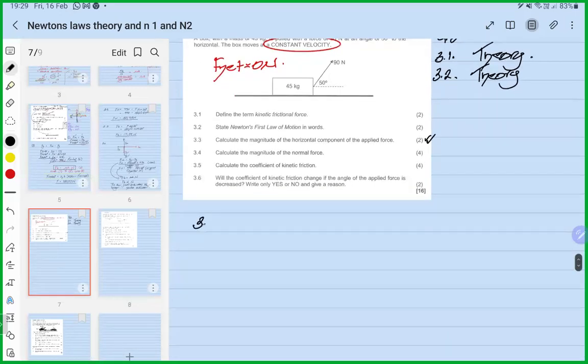Calculate the magnitude of the horizontal component of the applied force. 3.3. Very, very kind. They want us to find out the Fx here. Fx is F cos theta. Please give the answer to 2 decimal places. There's no need for 3 decimal places. They want the magnitude of the horizontal component, so we don't have to give a direction. It's 90 cos 50. 90 cos 50, someone? 57.85. Thank you.